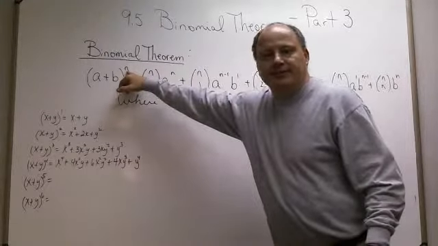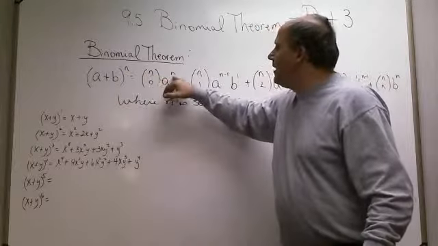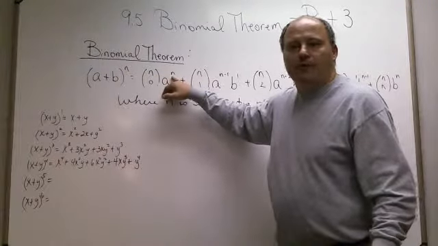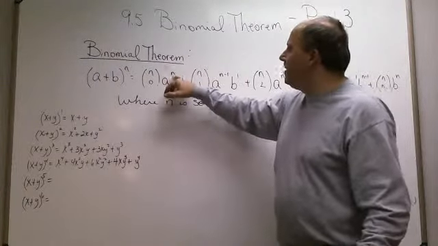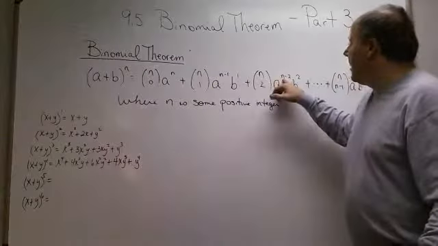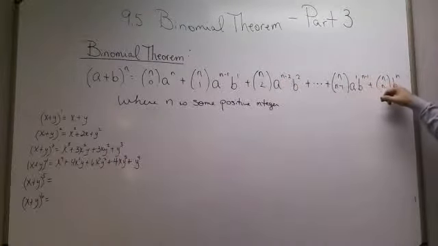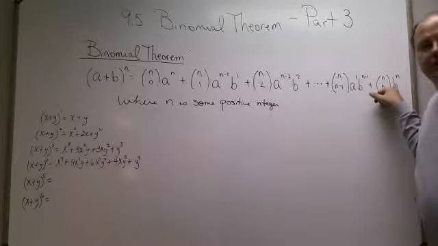But the terms themselves start with the first term in the binomial, and it begins with the degree n. That's the same as the degree of the binomial. And it starts decreasing by 1 with every term thereafter. So it's a to the n, a to the n minus 1, a to the n minus 2, and it goes all the way until there are no a's at all.